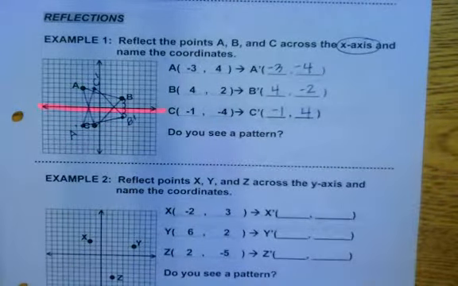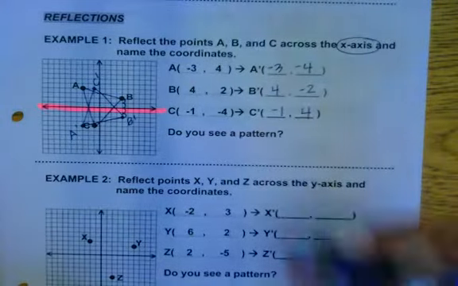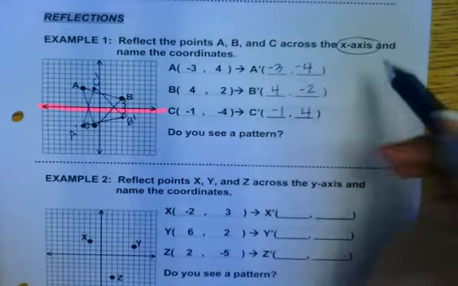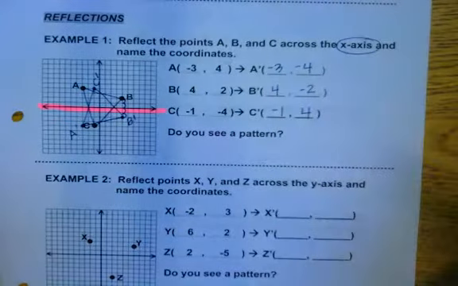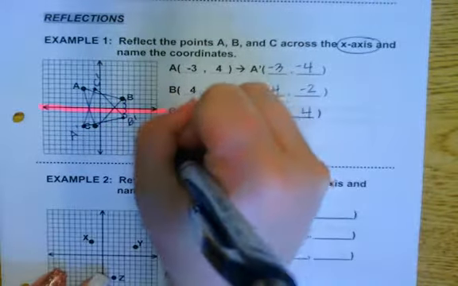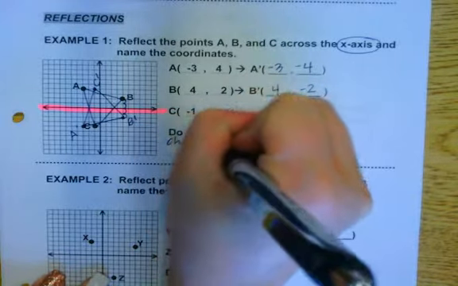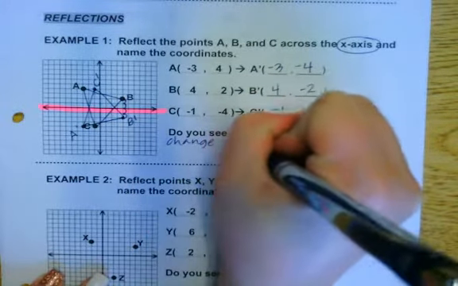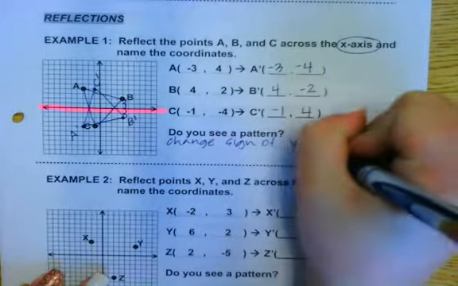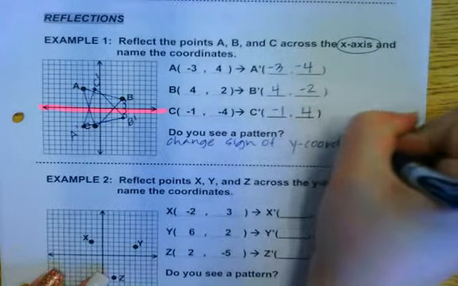Okay, and what's the pattern here? What did we do to all of our coordinates? You change the sign of what? The y. X stays the same.